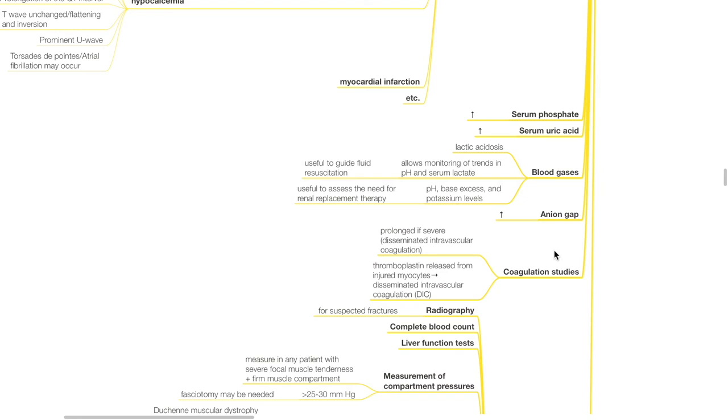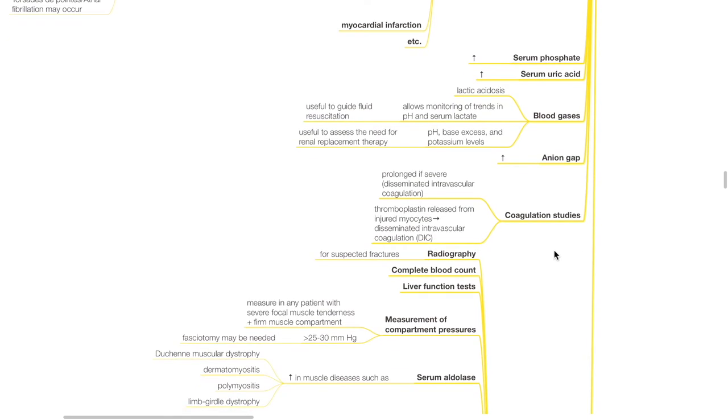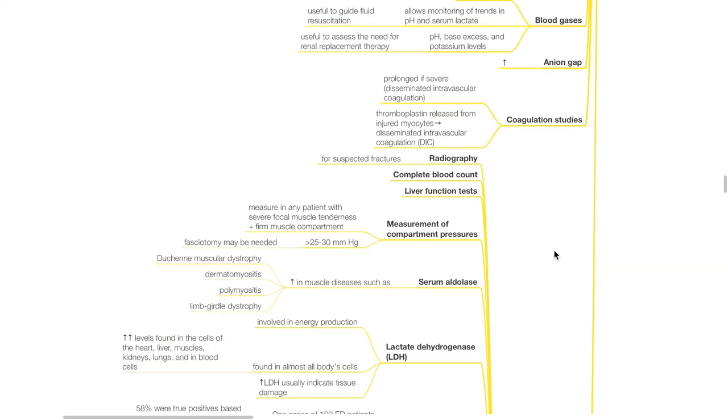Blood gases allow monitoring of trends in pH and serum lactate, which is a useful guide to fluid resuscitation. pH, base excess, and potassium levels are useful to assess the need for renal replacement therapy. An anion gap is increased. Coagulation studies may be prolonged if severe, such as in disseminated intravascular coagulation. Thromboplastin released from injured myocytes causes DIC.